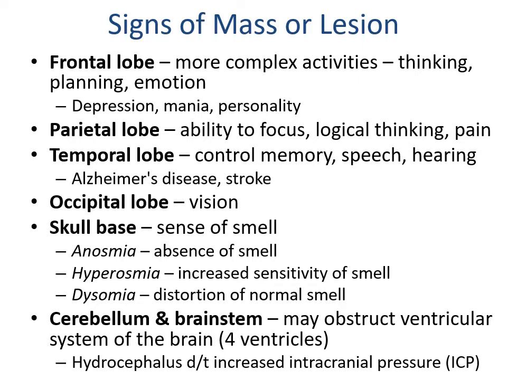The temporal lobe controls memory, speech, and hearing, and so may be affected by things such as Alzheimer's disease and stroke, which affects the patient's ability to speak. The occipital lobe, at the back of the skull, is for vision. If you've ever been hit in the back of the head and seen stars, or if you've ever fallen and hit your head when you slipped on something in the kitchen, that's because you took a blow to the occipital lobe.